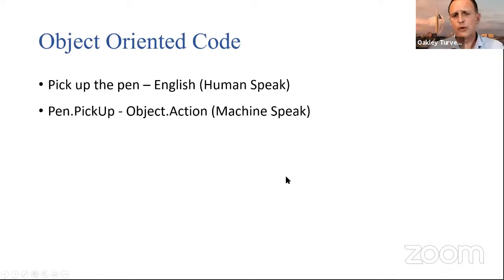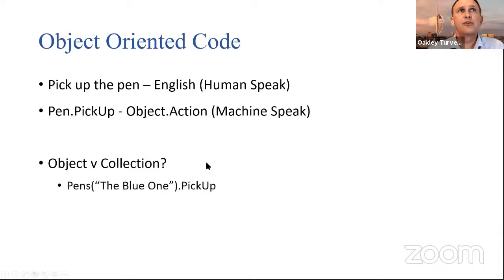Now, sometimes you're also going to hear people talk about not just an object, but also a collection. Now, what this means is if we didn't just have one pen, we had a whole load of pens. Pens with an S on the end would be the collection. So I couldn't say pens pick up, otherwise someone would try and pick up all the pens. I'd say pens, that's the collection name, and then I'd refer to the one I want to talk about, the blue one, which might be the name of the pen, or it might be a number in a sequence for how many pens I've got, and then the action.